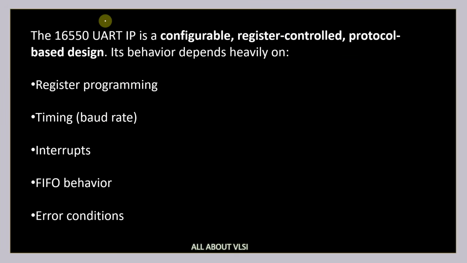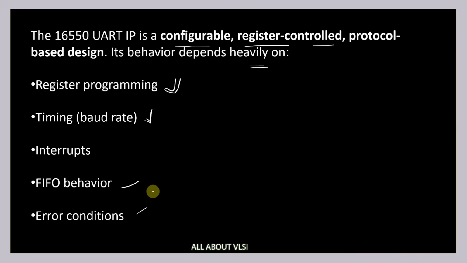Now, this 16550 UART IP is a configurable register controlled protocol based design, and its behavior depends heavily upon register programming. Depending upon the values you update in the registers, this particular UART will be configured. What values should be updated inside these registers? That we will see from the specification, and according to the specification guidelines, we update each and every register value. For updating the baud rate also, we need to see the specification docs, and we need to update the register values, and interrupts, FIFO behavior, error conditions, right?